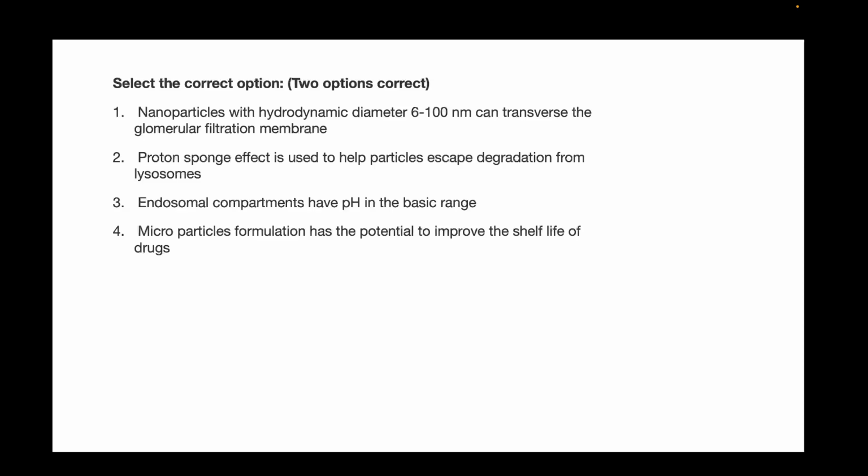Okay, moving on to the next question. Select the correct option here. You have to select two correct options here. Nanoparticles with hydrodynamic diameter 6 to 100 nanometer can traverse through the glomerular filtration membrane. Second option, proton sponge effect is used to help particles escape degradation from lysosomes. Third option, endosomal compartments have pH in the basic range. Fourth option, microparticles formulation has the potential to improve the shelf life of drugs.